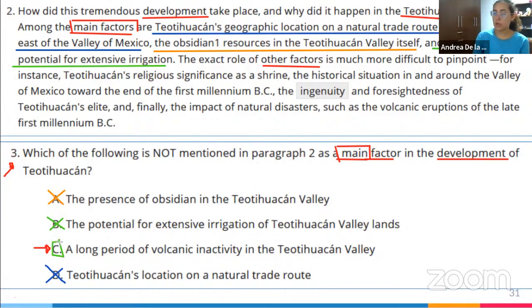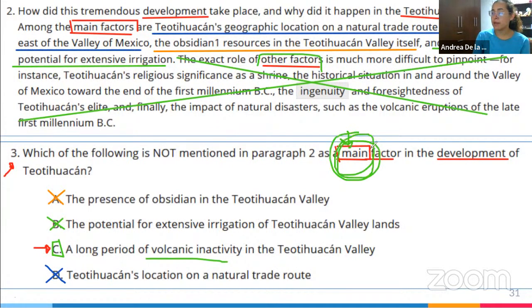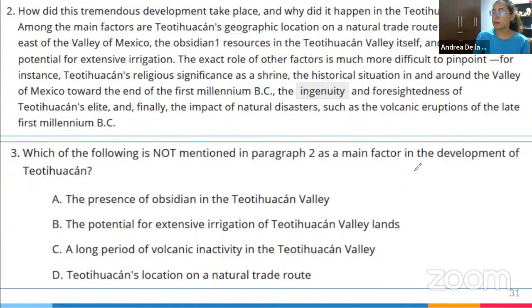That's the correct choice. And as I told you, it's important that once you found the answer, you stop reading so you don't get confused. Because if you don't consider that they are now mentioning other factors and not main factors like the question asks, you may continue reading and get confused because maybe they later talk about volcanic inactivity. But that's not a main factor, right? We're looking for main factors, which are the ones that we underlined. We're not looking for the other factors. Right, so careful with those traps.